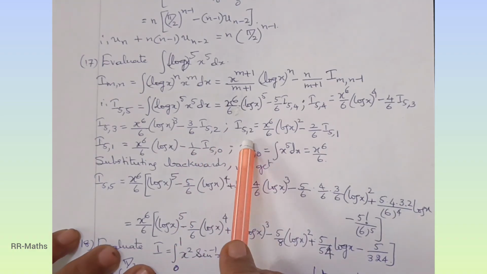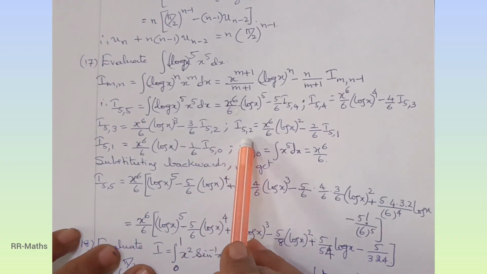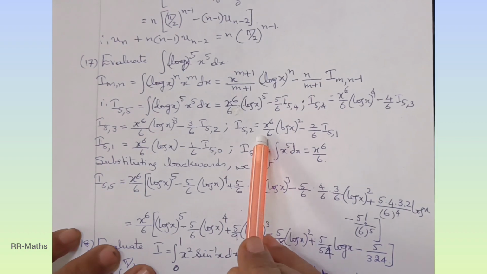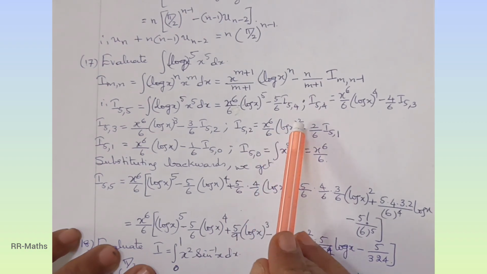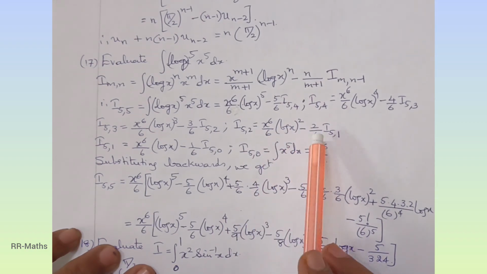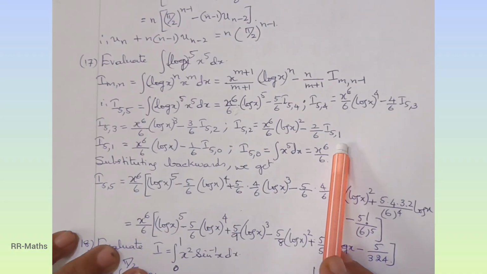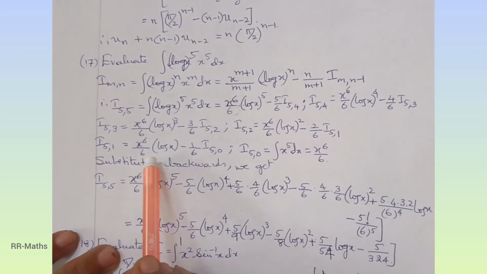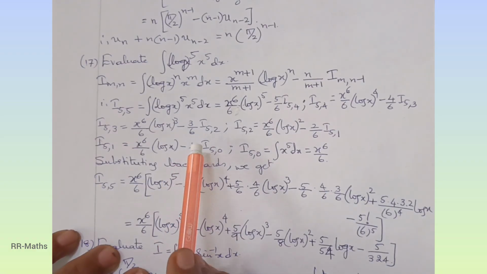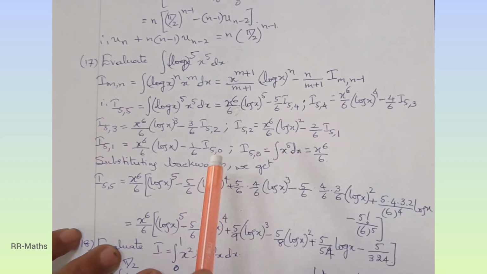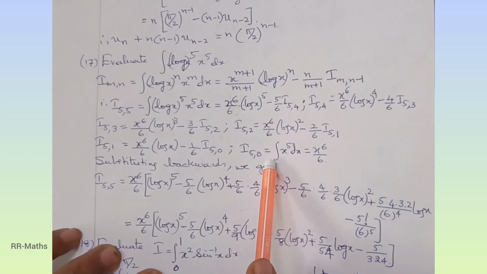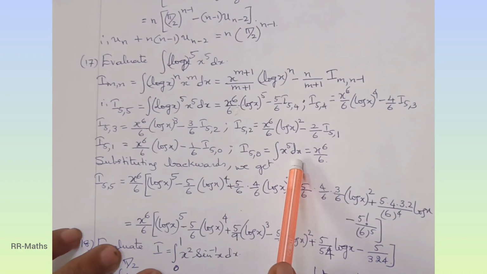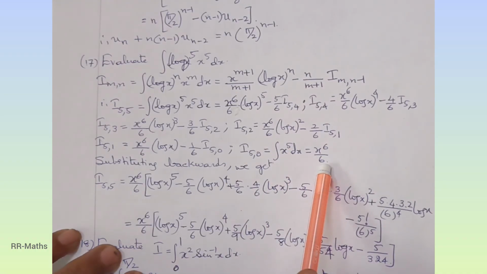So you go for I(5,2), m is 5, n is 2. That gives you x^6/6 into (log x)^2 minus 2/6 I(5,1). So I(5,1) will be x^6/6 into log x minus 1/6 I(5,0). So I(5,0) is equal to the integral of x^5 dx, which is x^6/6.